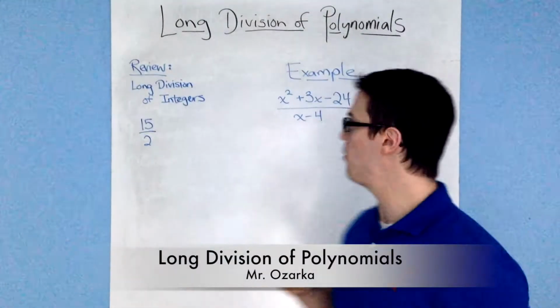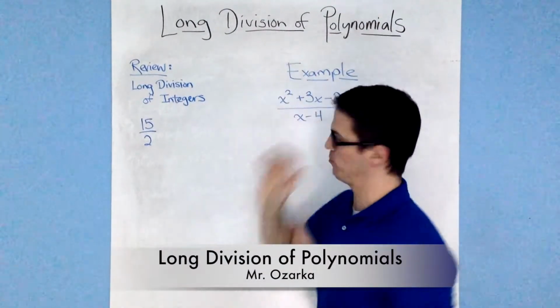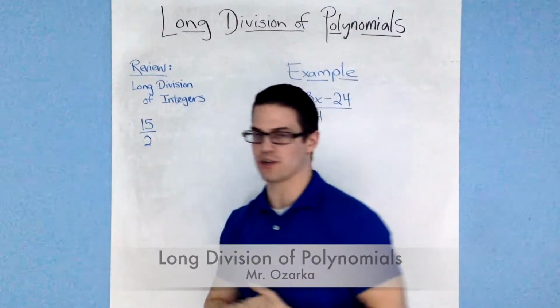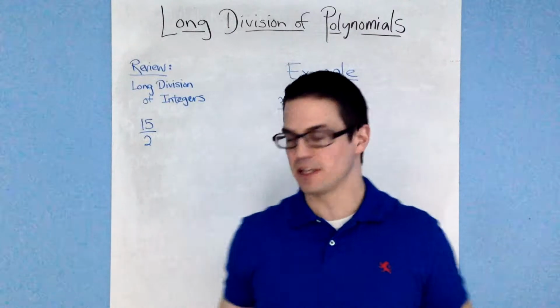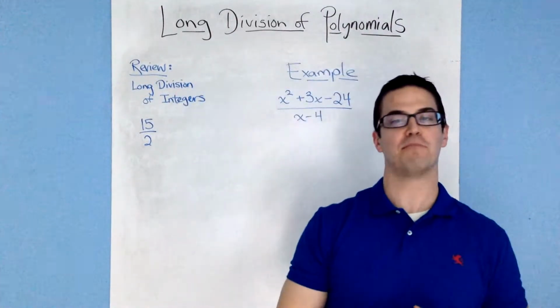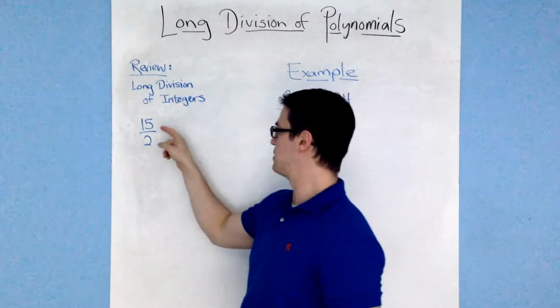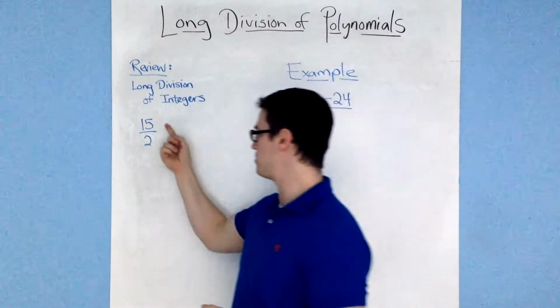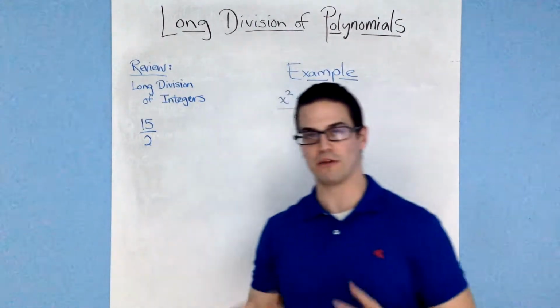Alright, so this is going to be a video about long division of polynomials. Now to teach this, I'm going to be reviewing long division of integers because the same rules basically apply for both when you do long division of integers and long division of polynomials. So the first one we're going to do is 15 divided by 2, but I know you probably know the answer to this. I purposely picked an easier one, but we're going to use long division to solve it.